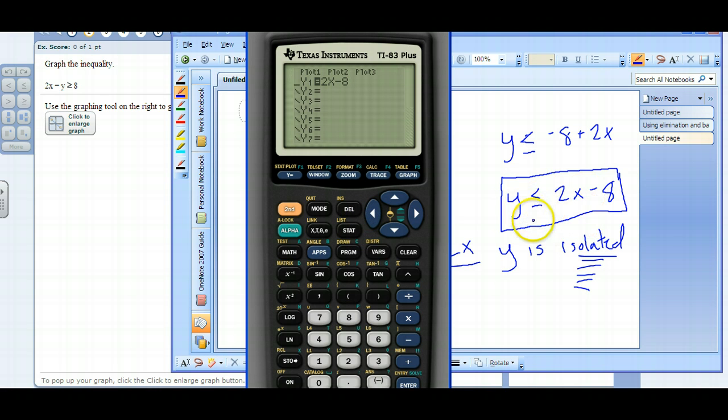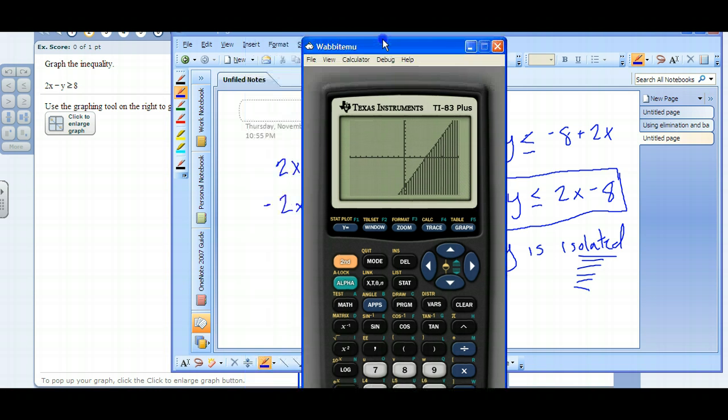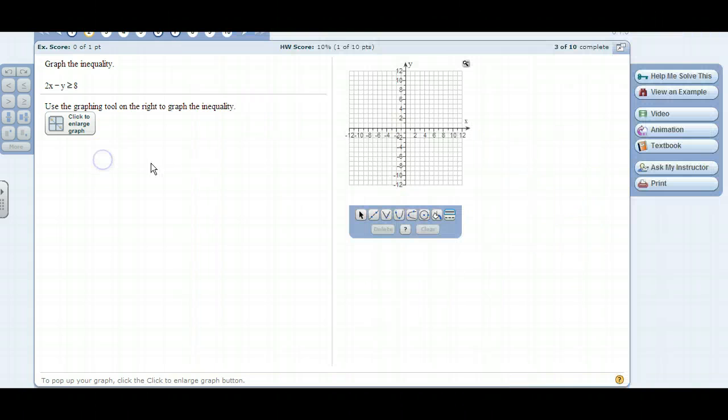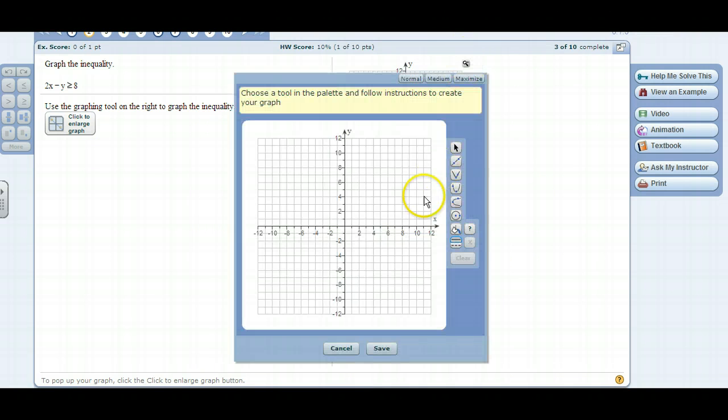And then this is a less than or equal to again. So we're going to go below. Alright, so there's what I want. Alright, now again, if you need help on here, alright, or equal to, so we're going to use a solid line.